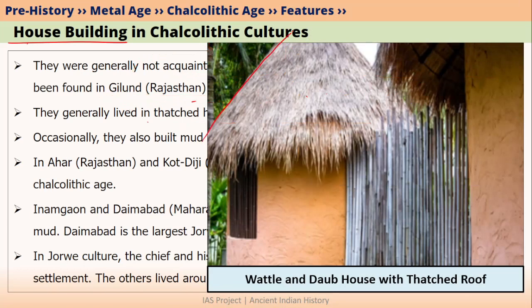So this roof is basically a thatched roof. Thatched roof means the roof is made using straw. For example, from paddy plants. Or sometimes other grasses are also used to make this kind of roof.